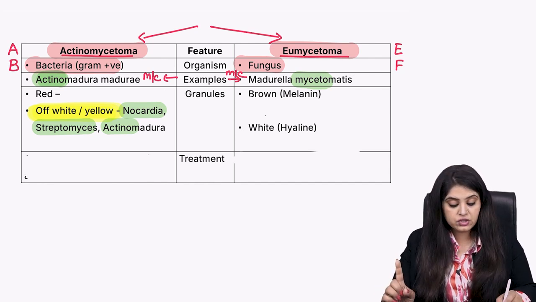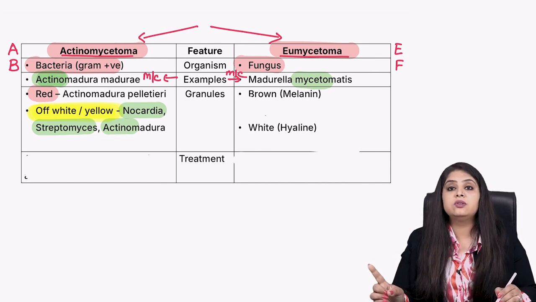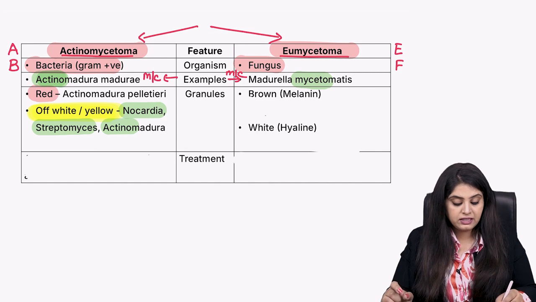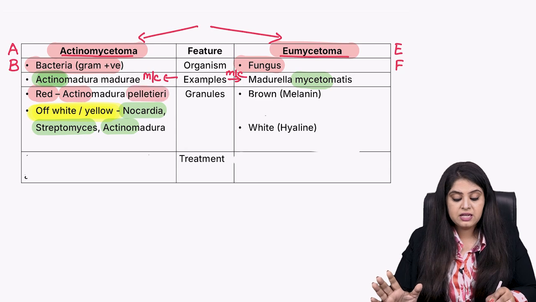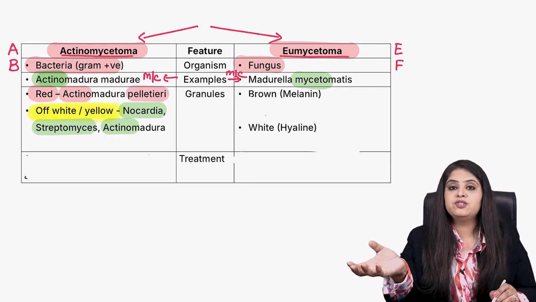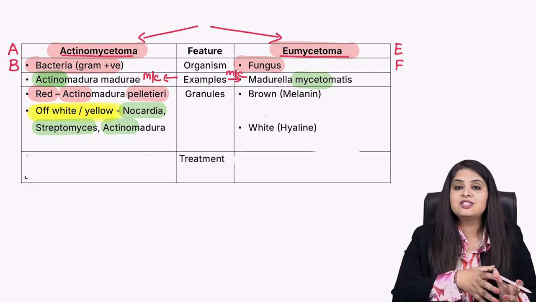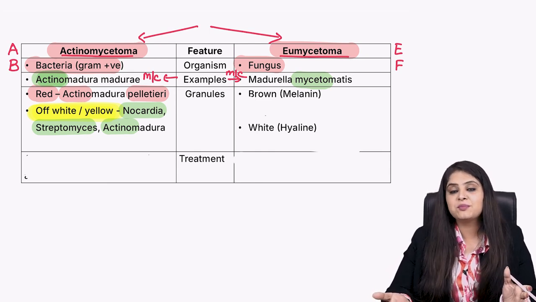The only condition in which red color granules come out is going to be Actinomadura pelletieri. Now please note, the actino word will everywhere tell you that, okay, I'm talking about bacteria, but pelletieri... now that's the catch of microbiology. What it's written versus what it actually is never matches, and that's why this chapter is tough.